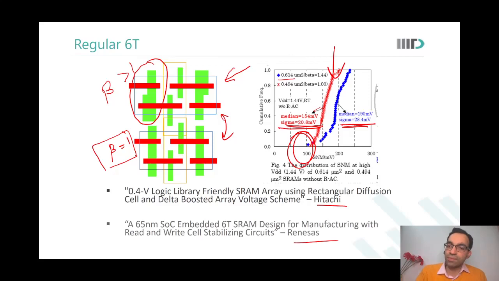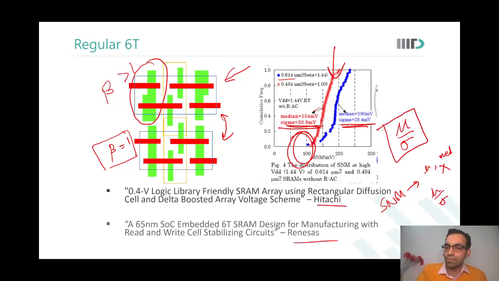That is why in memories, this is the standard, this is called a figure of merit. So you never say median or mean value of SNM. You never quote only SNM mean value or median value. Not just that, you always also quote mu by sigma. What would mu by sigma mean? Do you know what sigma is? Standard deviation. Mu is mean.